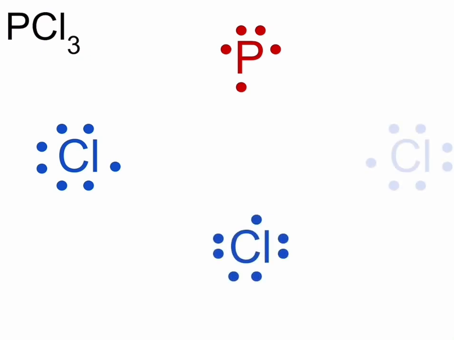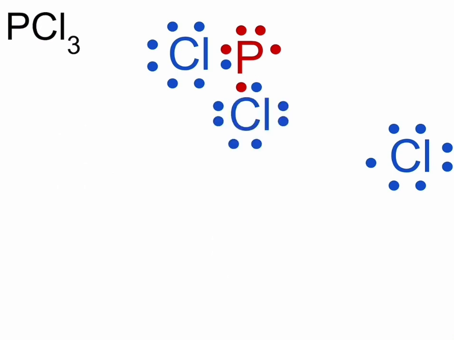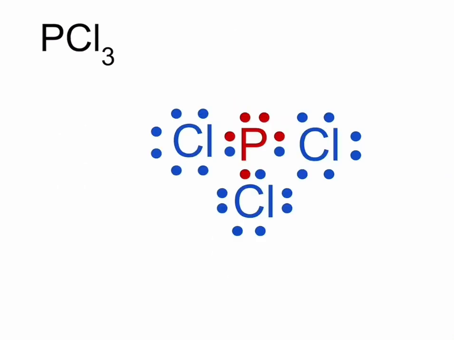Here's an atom of phosphorus with 5 valence electrons, and here are 3 atoms of chlorine, each with 7 valence electrons. This chlorine comes to phosphorus and shares its unpaired electron with phosphorus. Phosphorus also shares one of its unpaired electrons with chlorine. Chlorine gets a full octet on its valence shell. Two other chlorines do the same, like a puzzle falling into place.